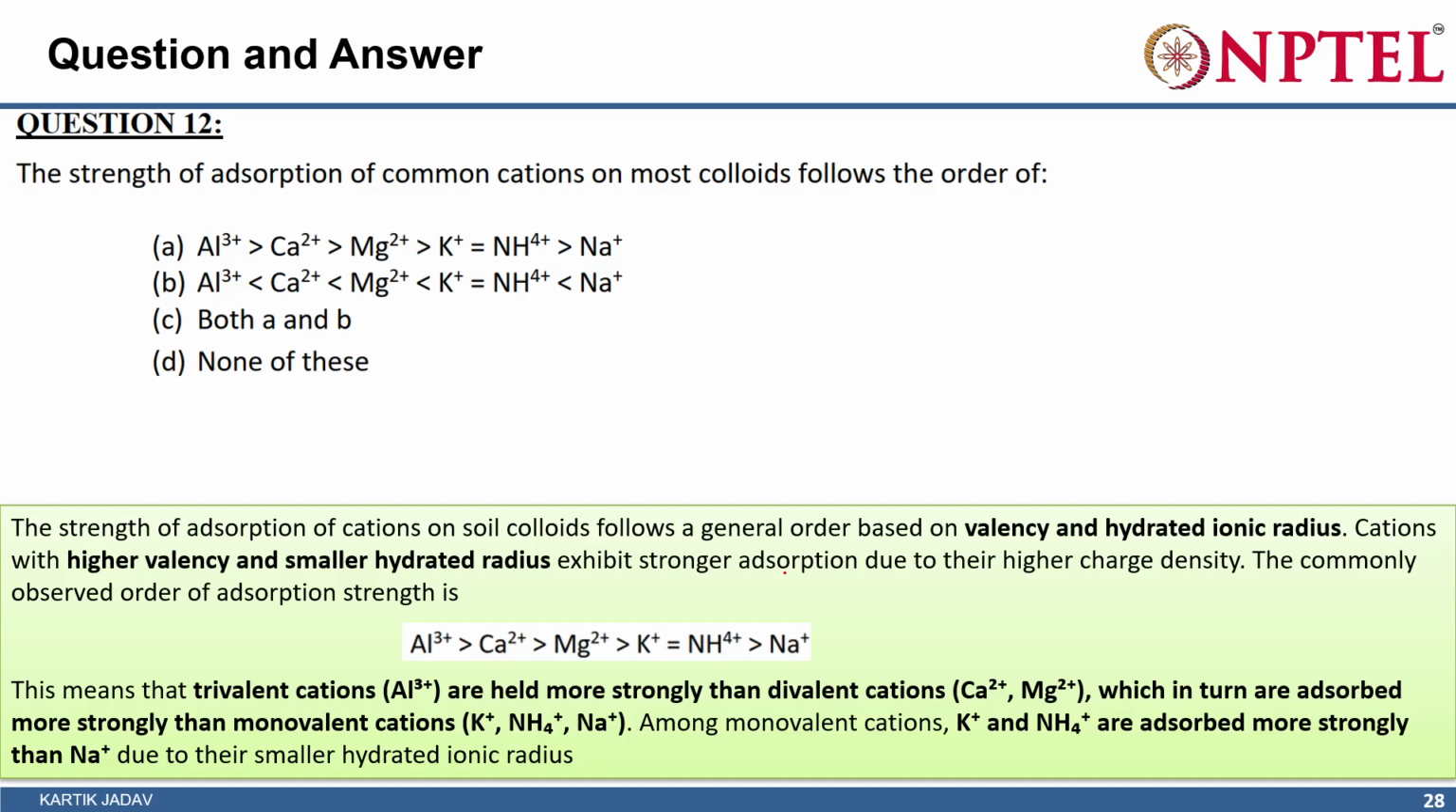Question number 12. The strength of adsorption of common cations on most colloids follows the order of. We know that it starts from aluminum, calcium, magnesium, potassium and ammonium equal, then sodium. So the correct answer is option A.